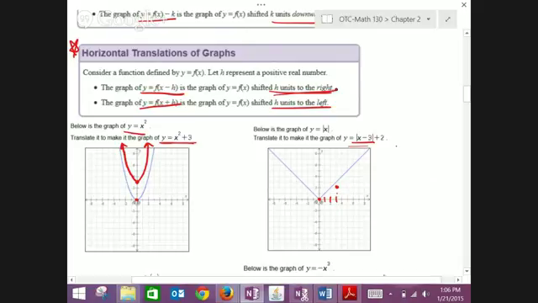Here, this x was originally absolute value of x, but now it's absolute value of x minus 3. So the -3 tells me to go to the right 3. The +2 tells me to go up 2. So I've only moved this 1 point on the graph, but if I wanted to shift the whole graph, I might want to pick 2 more points to move.